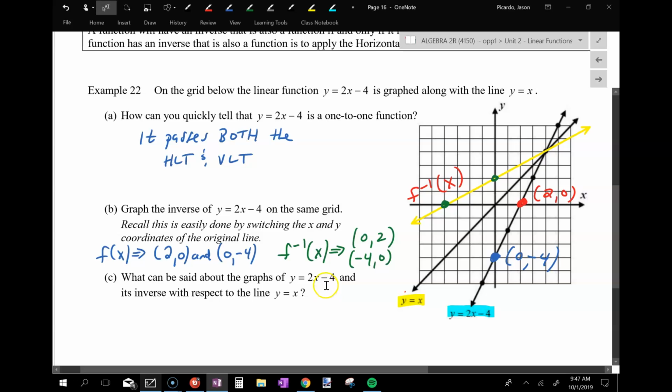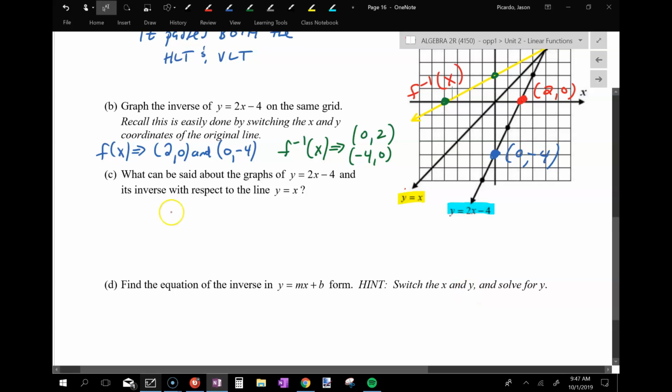What can be said about the graphs of 2x minus 4 and its inverse with respect to the line? Well, guys, isn't this yellow line and this black line reflections of one another in the line y equals x? You can see it. It's a reflection. So the inverse is the reflection of the original function in y equals x.